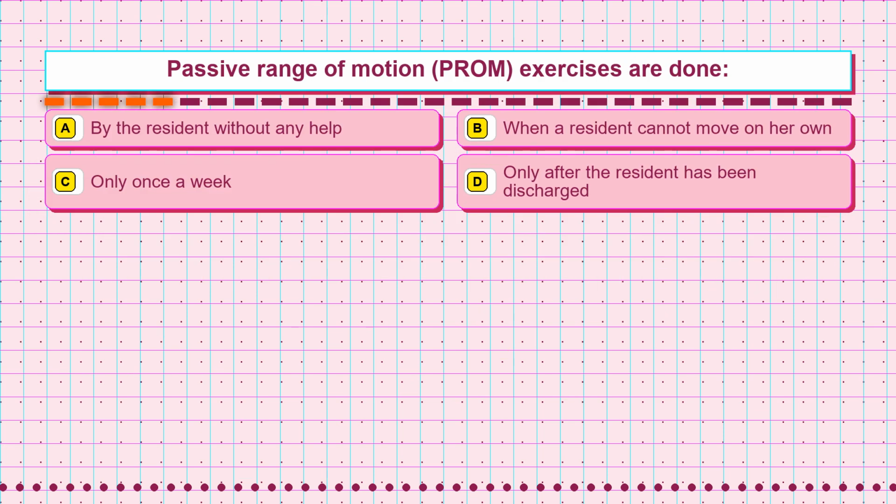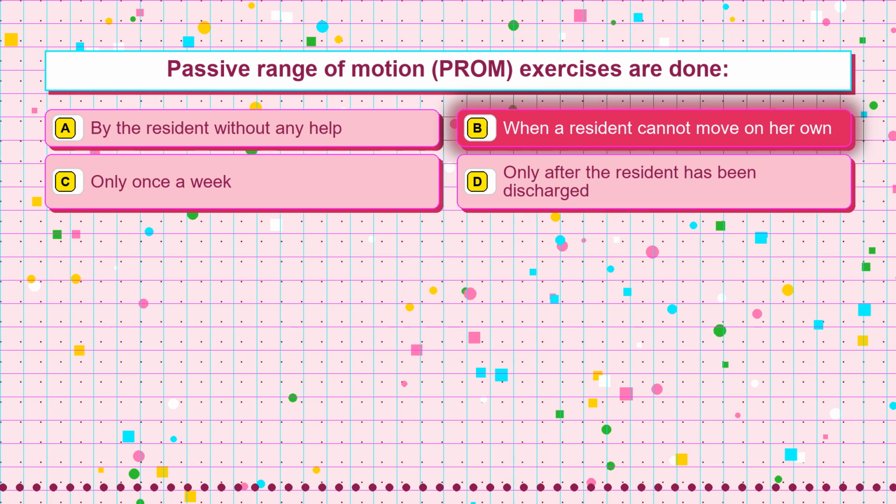Passive range of motion, PROM, exercises are done. Option A, by the resident without any help. Option B, when a resident cannot move on her own. Option C, only once a week. Option D, only after the resident has been discharged.